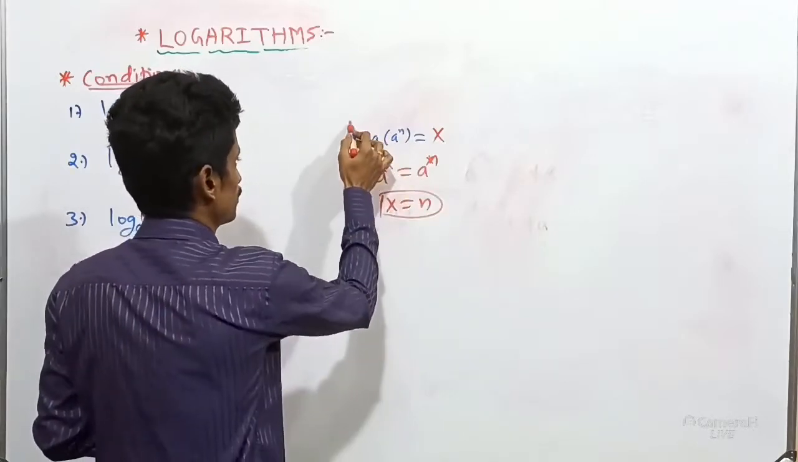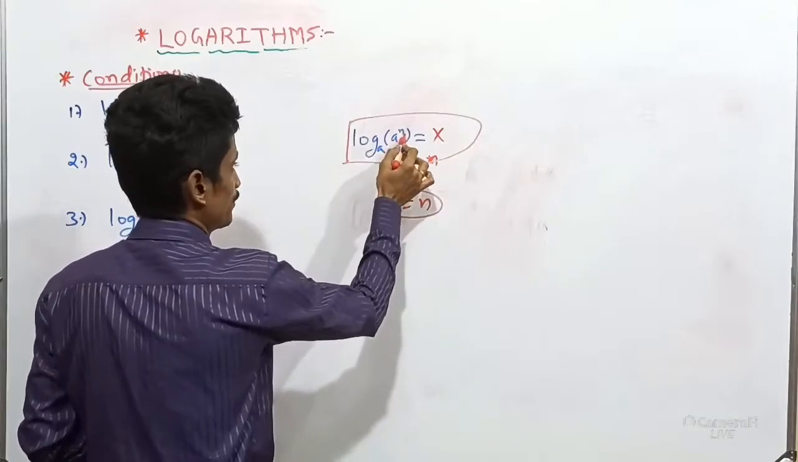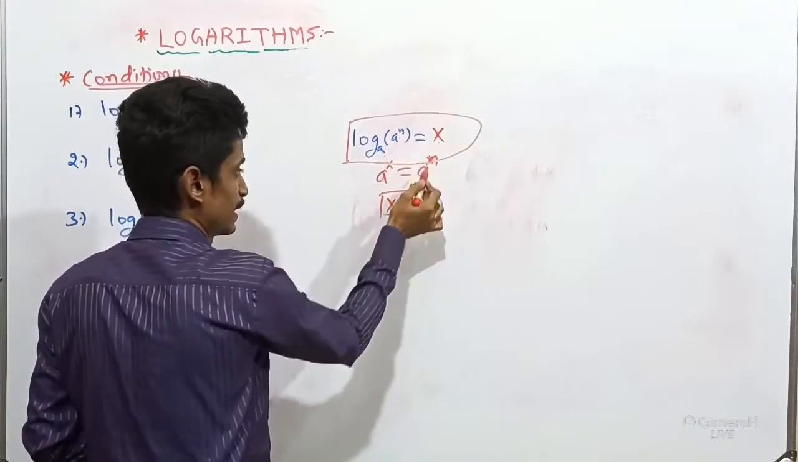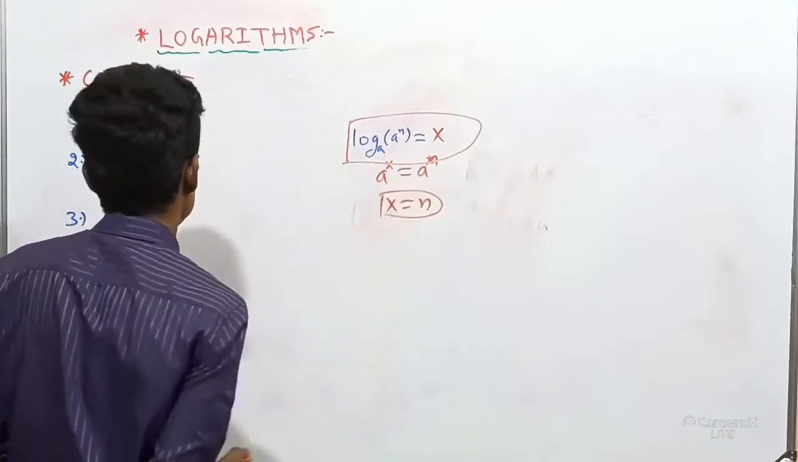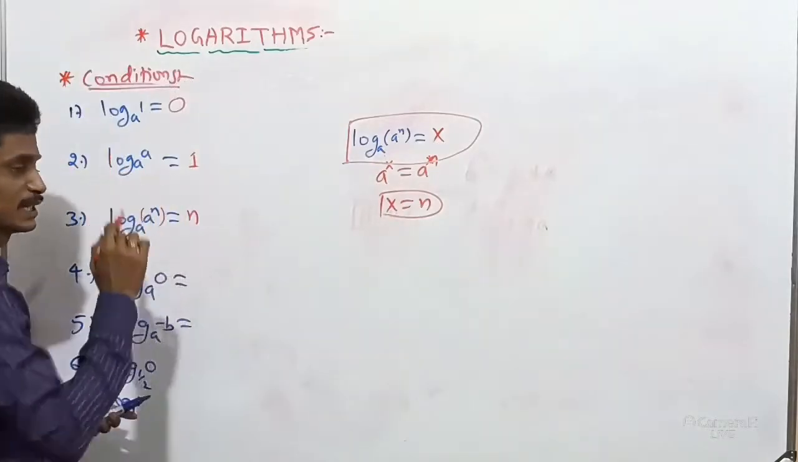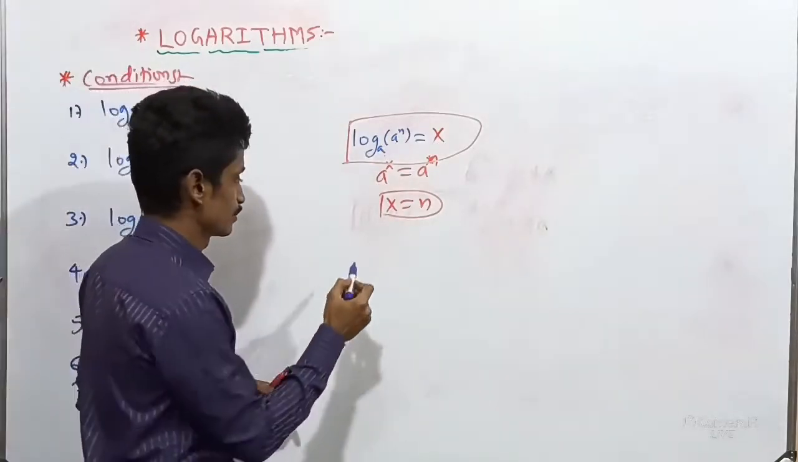So what is this representation? Log of a power n to the base a equals x. X, what do we get? n. Hence my answer will be n. One example to that one.